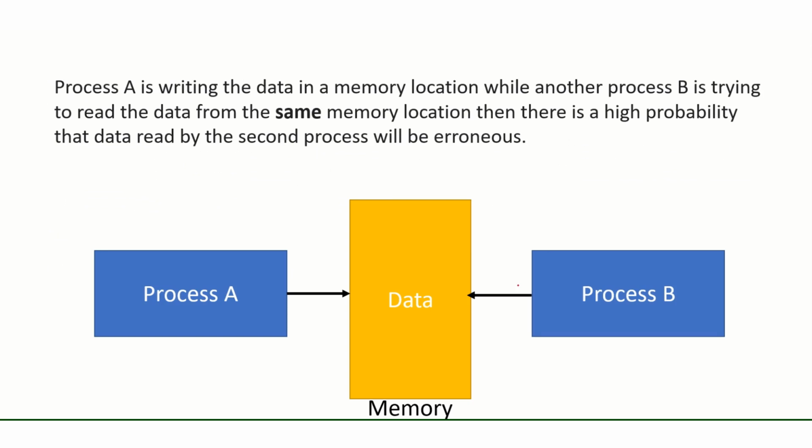Here in the figure, you can see process A and process B both sharing the same memory location. Process A is writing into a memory location while B is trying to read the same memory location. Then there is a high probability that the data read by the second process will be erroneous.